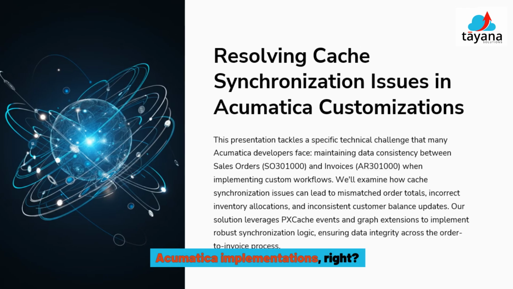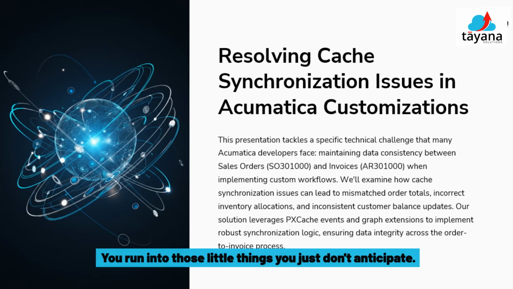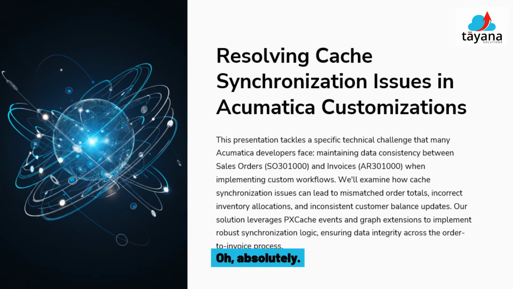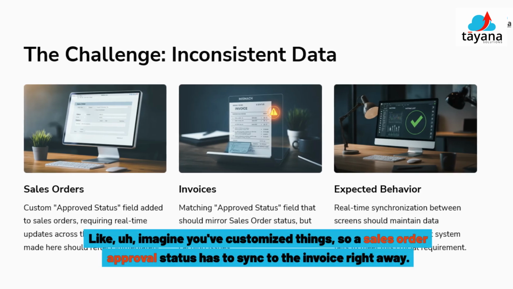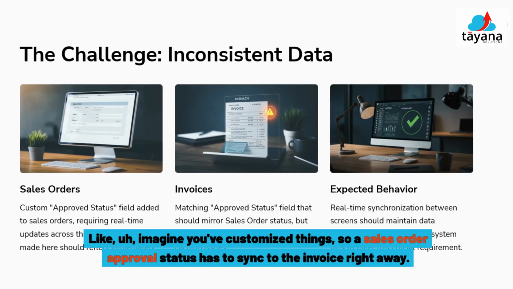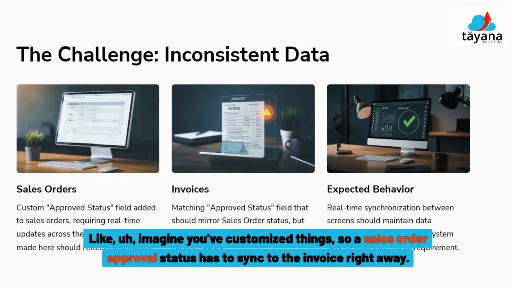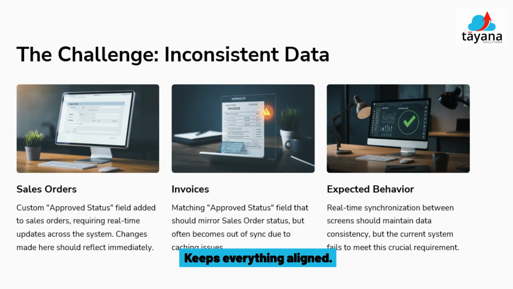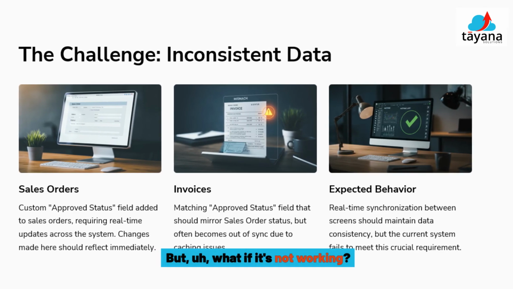Acumatica implementations, right? They can get pretty complex. You run into those little things you just don't anticipate. Oh, absolutely. Like, imagine you've customized things so a sales order approval status has to sync to the invoice right away. Makes sense. Keeps everything aligned. Exactly. Avoids confusion. But what if it's not working?